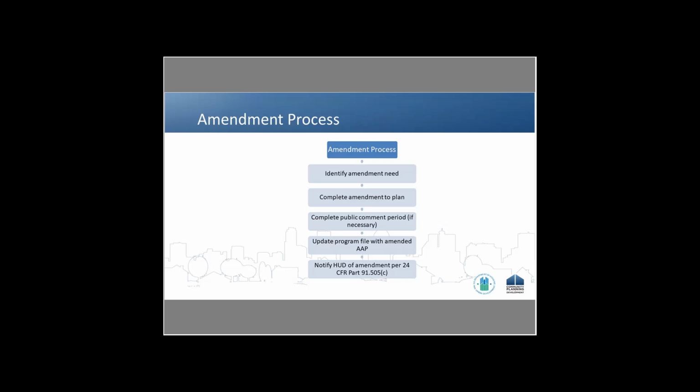Once that need has been identified, it is then completing the amendment to the plan, making the changes to your goals, to your priority needs, completing the public comment period, and then updating the program file with the amended action plan, and then for the requirements at 91.505(c), notifying HUD of that amendment. That is the amendment process that is tied to the consolidated plan.